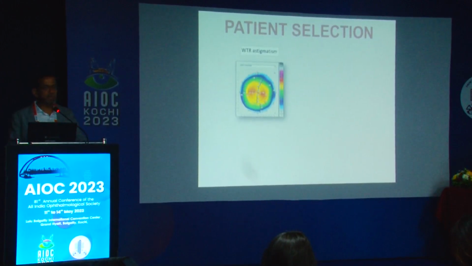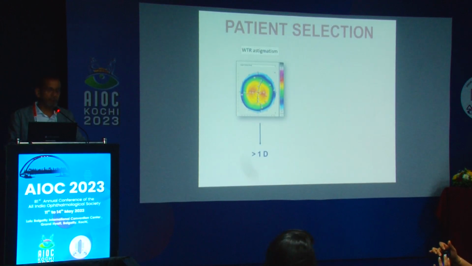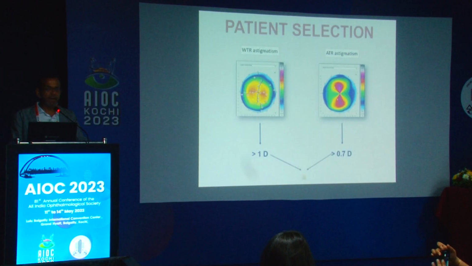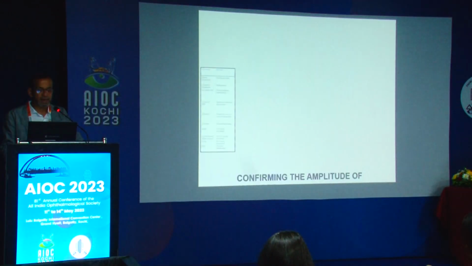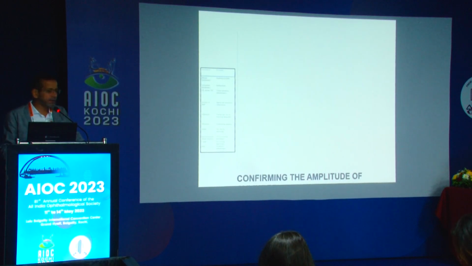Now, in patient selection, with the rule astigmatism, any patient with an astigmatism of more than 1 diopter, and against the rule astigmatism, any patient with an astigmatism of more than 0.6 diopters would be a good candidate for a toric IOL. Now, it's important, however, to confirm the amplitude of the cylinder, and the slides are getting cut.